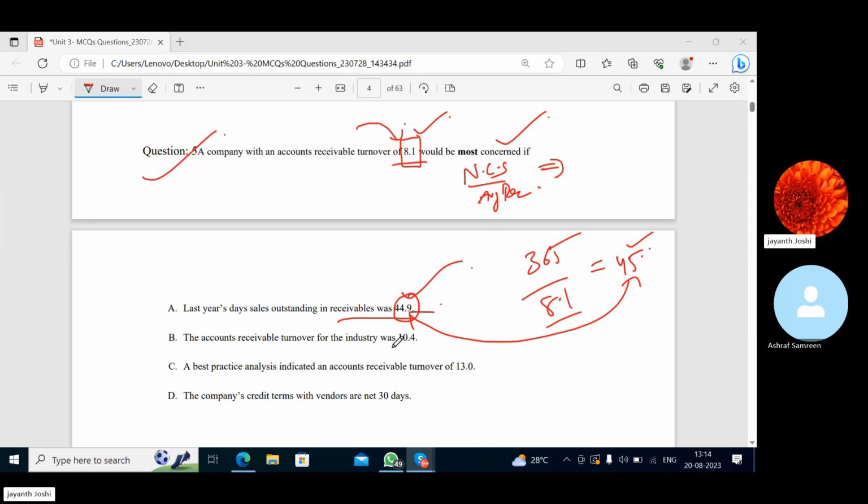Account receivable turnover for the industry was 10.4. Why will they worry? Industry is maintaining this, they are maintaining this. It's very close, right? 8.1 and 10, there is not that much difference. Best practice analysis indicated an account receivable turnover ratio of 13.0. If that is the best practice, then they are maintaining a good amount. That is also not much difference.